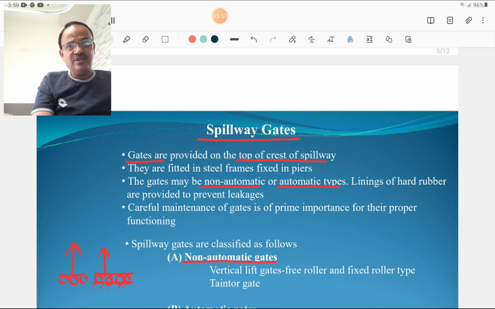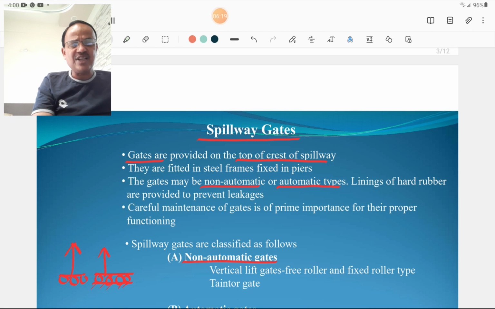And in these gates, the lining of rubber is provided to prevent leakages. Careful maintenance of these gates is of prime importance for their proper functioning. If there is a leakage from the gate, then there is no use of storage of water, and water leaking from the spillway gates is a serious affair.